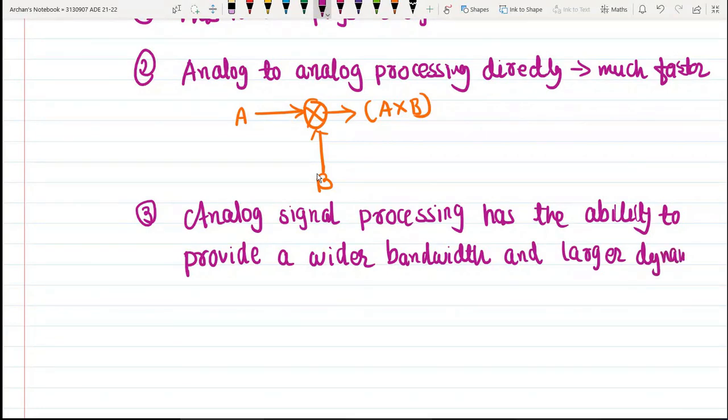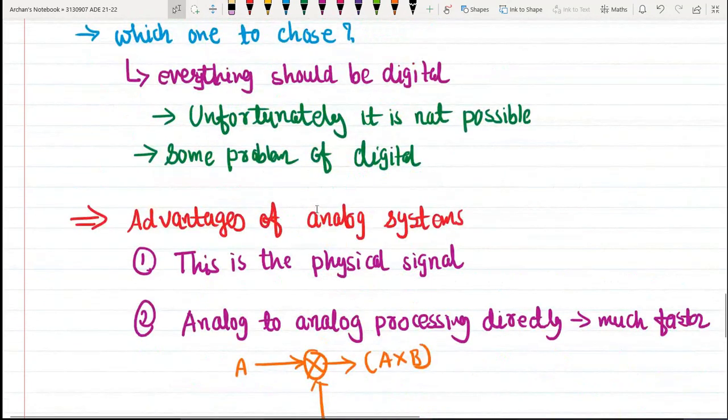Larger dynamic range. Okay. So what do you mean by bandwidth? Bandwidth is nothing but the range of frequencies that can be handled by a system. Okay. So these are the advantages of analog systems, and that is why analog circuits also exist.